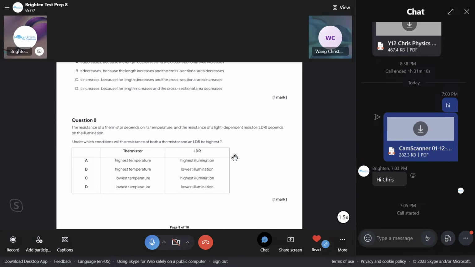Okay, that is, I would say, number 8, because we usually think of the opposites for the thermistor. But there could be a situation, and an LDR. So lowest temperature and lowest illumination. Yeah, good one. Okay.